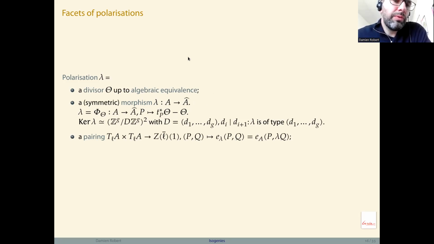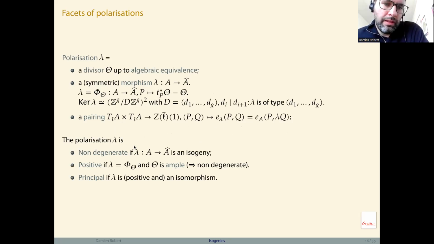Another more or less equivalent way to look at it is via a pairing on A. In general, the Weil pairing is defined on A times A dual, but since the polarization is a morphism from A to A dual, we can have a pairing from A times A. So, some properties of polarization. The polarization is non-degenerate if the morphism is an isogeny, and it is positive if it comes from an ample divisor. And the polarization is principal if this morphism is an isomorphism. In the following, I will only deal with principally polarized abelian varieties.